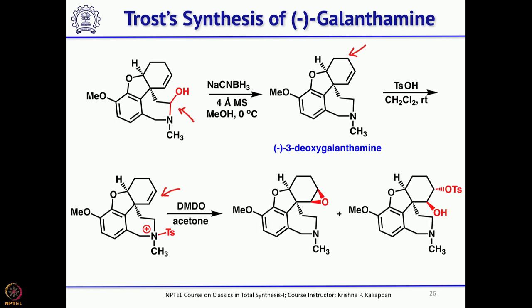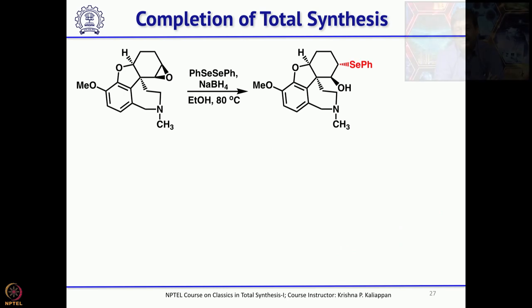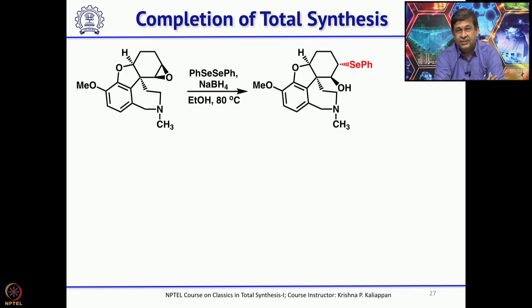Okay. Then treatment with dimethyldioxirane gives a mixture of the epoxide plus opening of the epoxide by the tosyl group. Okay. The tosylate is coming from here. Then this can be easily converted back to the epoxide if you treat with DBU. Okay. Once you have this epoxide, you have to open the epoxide. Okay. So that was done by treating with diphenyl diselenide in the presence of sodium borohydride.